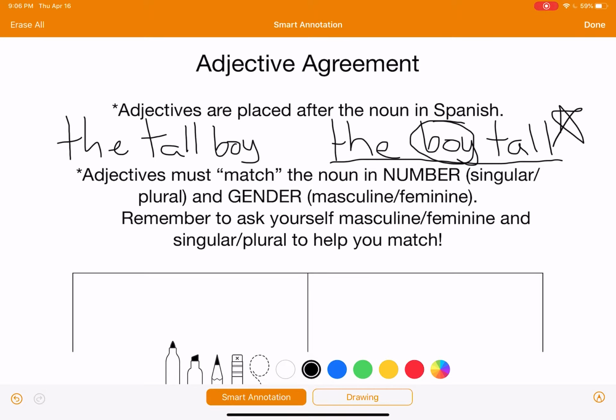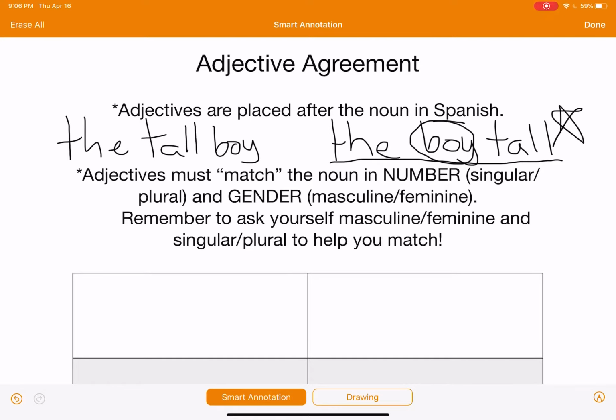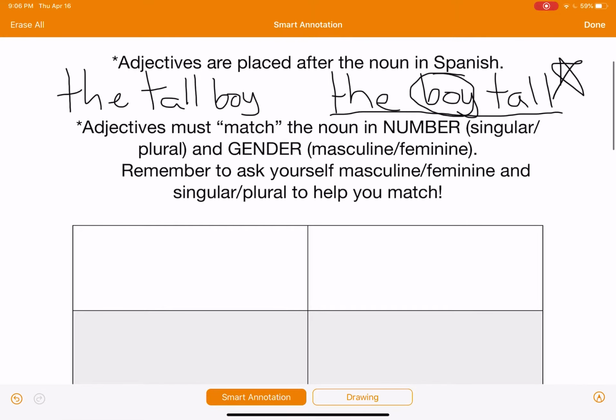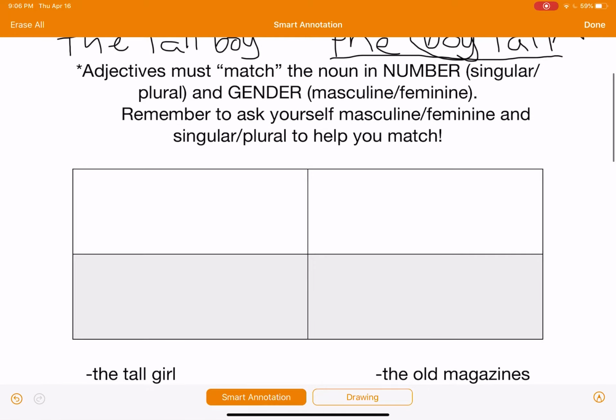Okay, the second rule that we have to remember, and this is probably the most important rule with adjectives, is that adjectives must match the noun in number, meaning singular or plural, and gender, meaning masculine or feminine, with the noun that they describe. Okay, remember to ask yourself, is this masculine or feminine? And is it singular or plural to help you match?